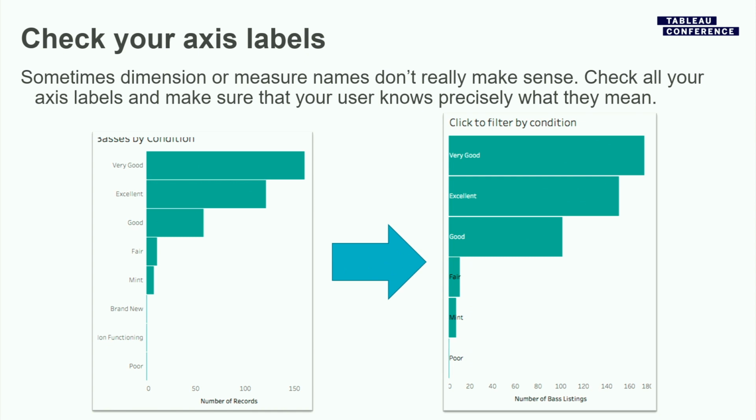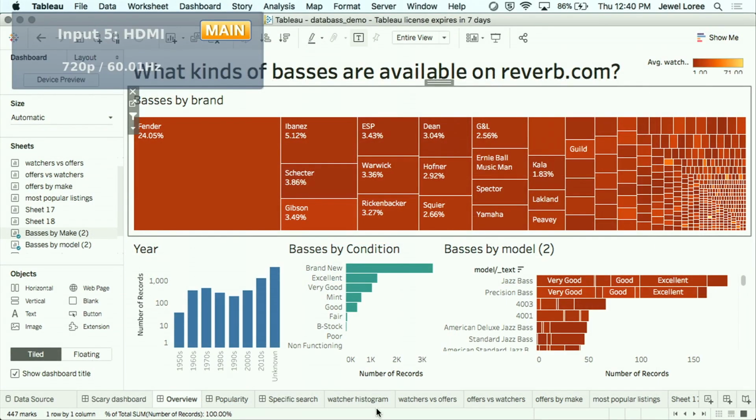So you should always check your axis labels because this is a really big problem for a lot of new users, especially when you start throwing in groups, table calcs, all kinds of stuff like that. You get all kinds of weird text underneath your axes. So number of records, I think we should maybe change it. Maybe we should call it what it is, which is number of base listings.